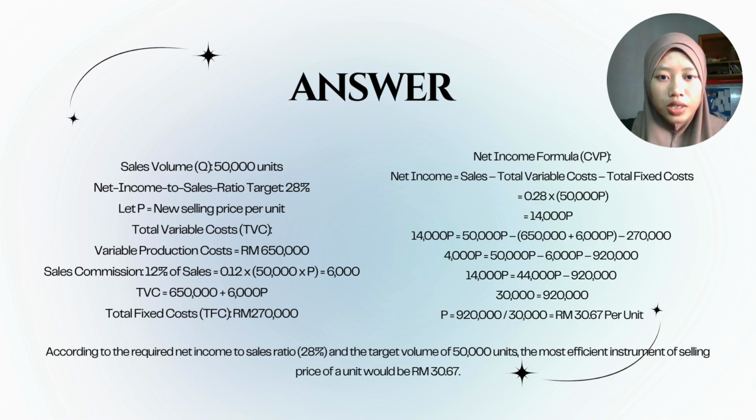we got 30,000P equal to 920,000. So the 30,000P we got from 44,000P minus 14,000P. And for the final answer, P equals 920,000 divided by 30,000, and the answer is 30 ringgit 67 cent per unit. So the new required price per unit is 30 ringgit 67 cent.